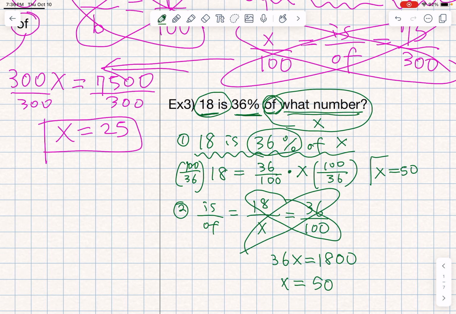So you can use either percent equation method or you can use a proportion method to solve the percent problem. This is one of the simple SAT questions. Next time we'll do application problem from the SAT.